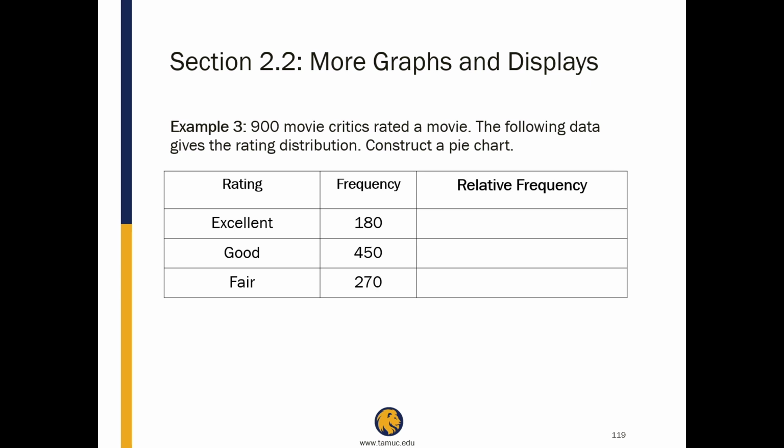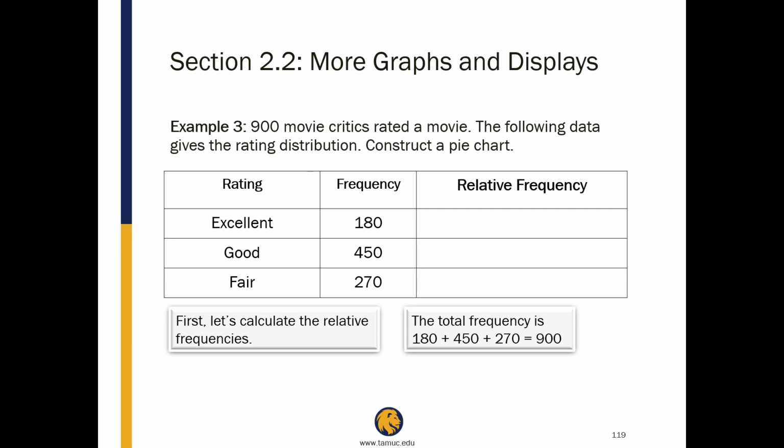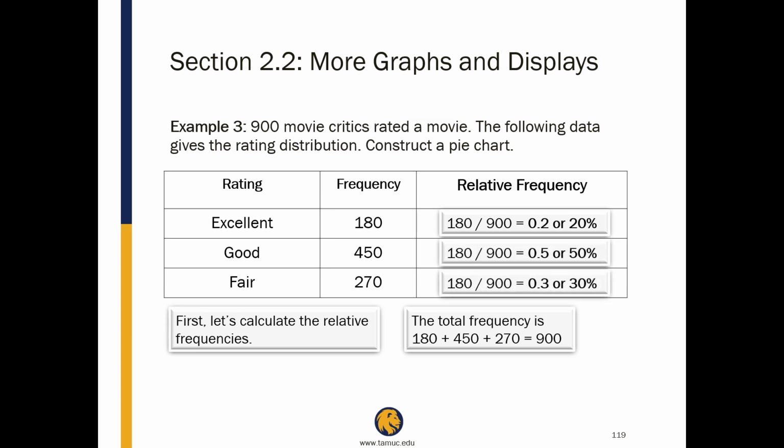So here, let's create a pie chart with the data that we have here. First off, I need to calculate the relative frequency so I know the percentages to use. So to do that, we need to first total up all the numbers. So 180 plus 450 plus 270 for a total of 900. And then we take each frequency and divide by 900. So 180 divided by 900 will get 20%, and then 50% and 30%.